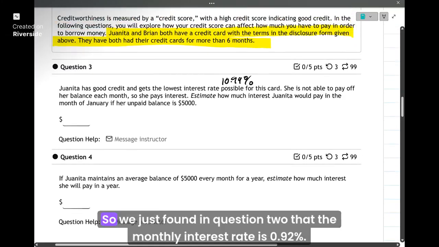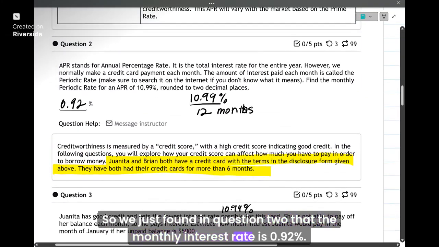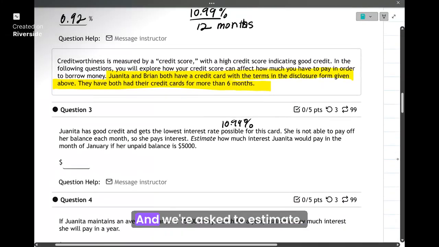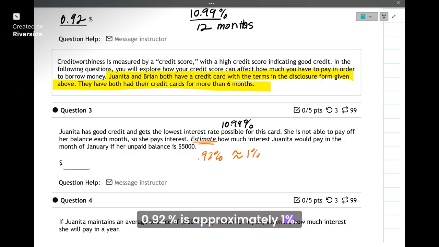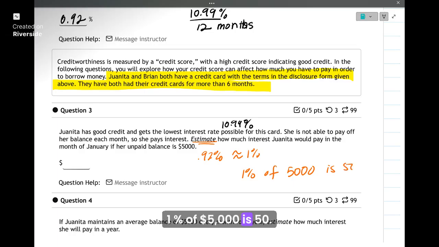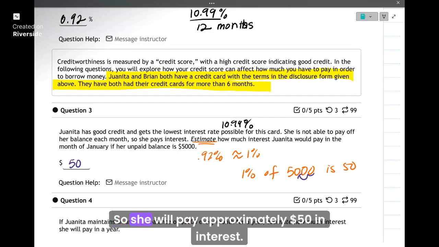$5,000. So we just found in question 2 that the monthly interest rate is 0.92%, and we're asked to estimate. 0.92% is approximately 1%. 1% of $5,000 is 50. Move the decimal 2 places over. So she will pay approximately $50 in interest.